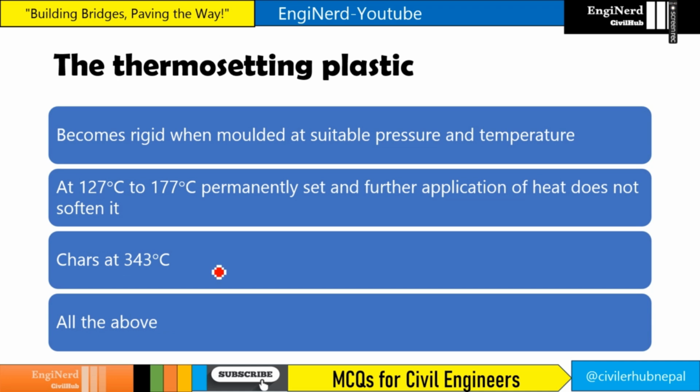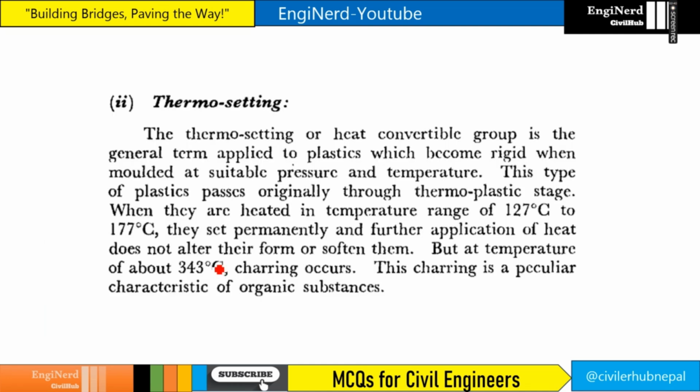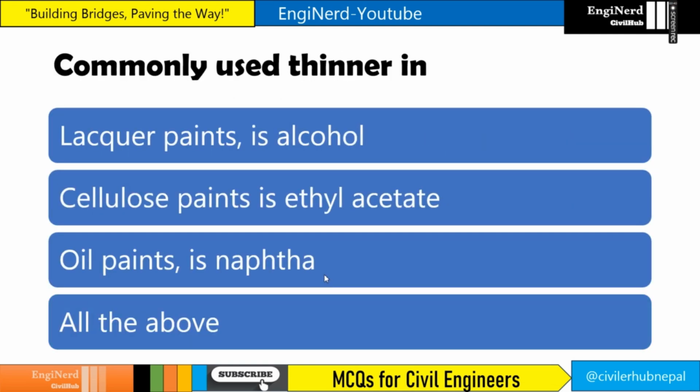The thermoset plastic becomes rigid when molded at suitable pressure and temperature at 127 degrees Celsius to 177 degrees Celsius, permanently set, and further application of heat does not soften it. Charring at 343 degrees Celsius. All of the above. If you see in the thermosetting, plastic becomes rigid when molded at suitable pressure and temperature. And when they are heated in temperature range of 127 to 177 degrees Celsius, they set permanently, right? And further application of heat does not alter their form or soften them. And at 343 degrees Celsius, charring occurs. So our answer will be all of the above.